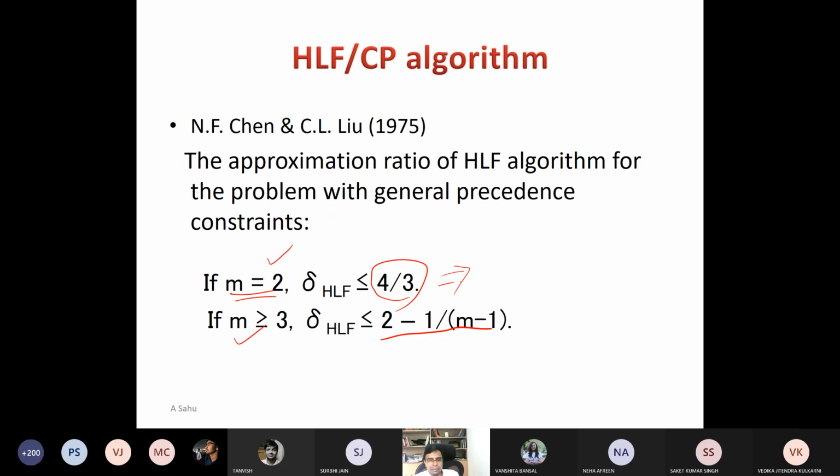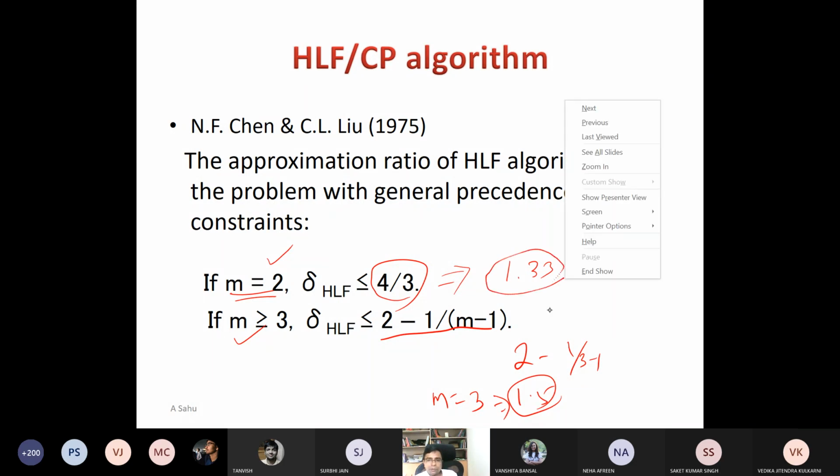If the number of processors is less, then it comes to about 4/3, which is 1.33 approximation. And suppose you make M equal to 3. What will this be? 2 minus 1 by (3 minus 1). What is 3 minus 1? 2. So the approximation will be 1 by 2, so this is 1.5. If M is equal to 3, then it can go up to 1.5 approximation. And if M is equal to 2, then it can go up to 1.33 approximation.